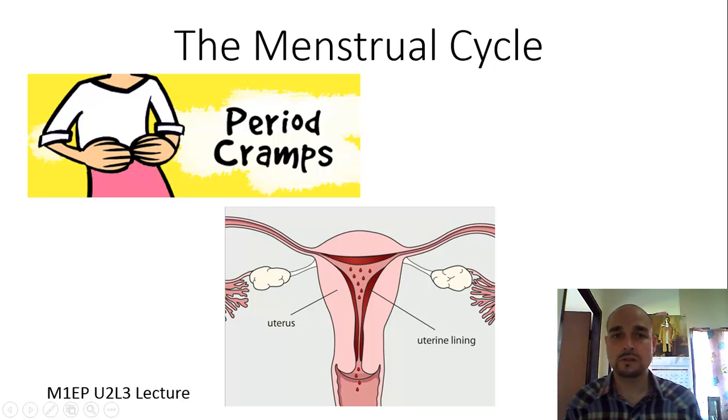This week your lecture is on the menstrual cycle. Two pictures show, one says period cramps. A woman or girl usually gets some uncomfortableness in her lower abdomen, by where her uterus would be. We call these cramps. And a period is when the uterus lining is shed. It comes out, and it comes out as blood.